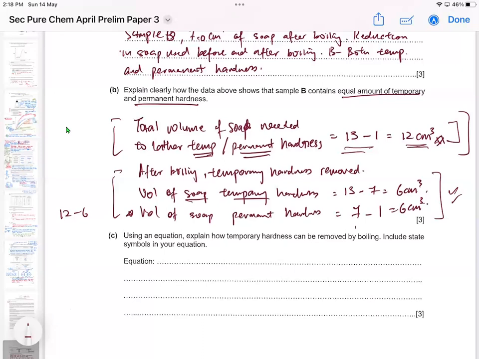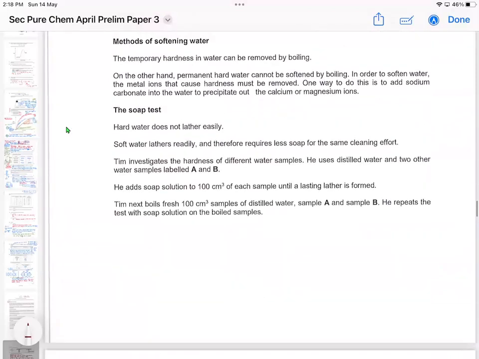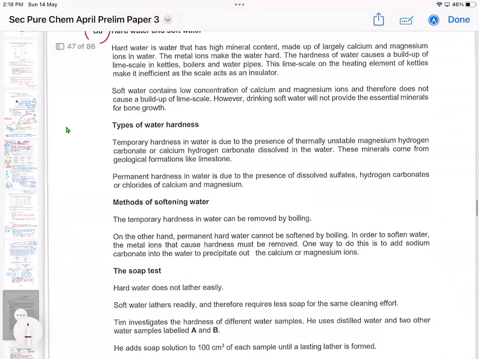Now, C is the first concept question. How does temporary hardness reduce by boiling? Boiling, I would say, is probably high temperature. So let's take a look at what is temporary hardness. Temporary hardness is either unstable magnesium hydrogen carbonate or calcium hydrogen carbonate, aq. And the question here says thermally unstable. Thermally unstable indicates that it is very likely to undergo thermal decomposition.